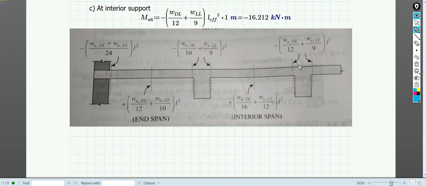You can look at this particular figure also to understand. At the support, this is L by 24, and if it is fixed, then I think you can use the same equation for the end one also. At the support also you can use the same equation.